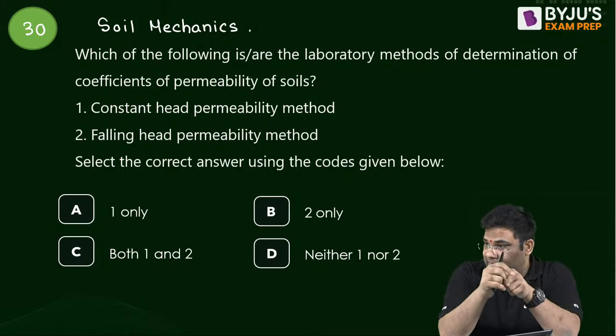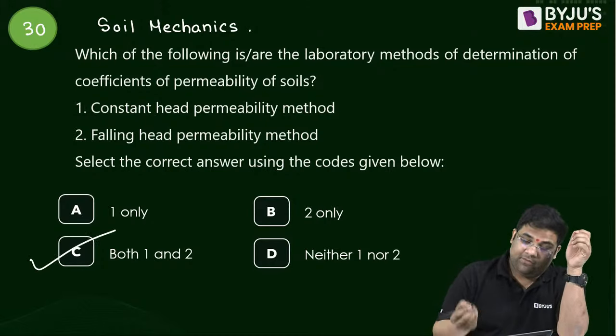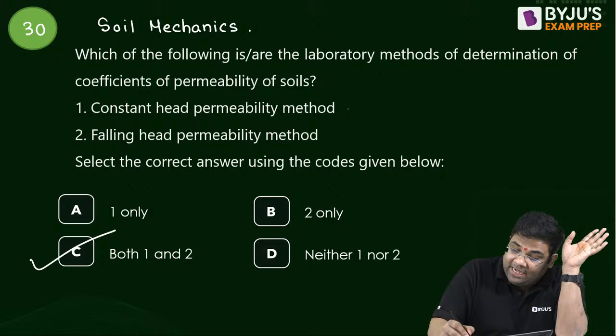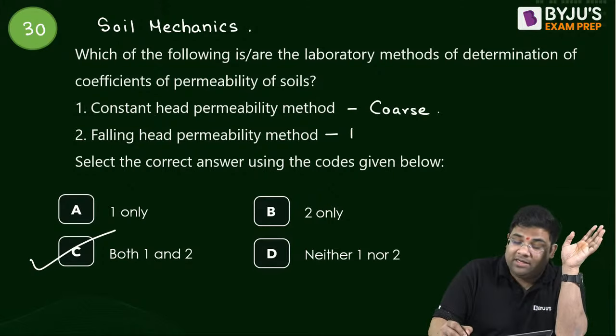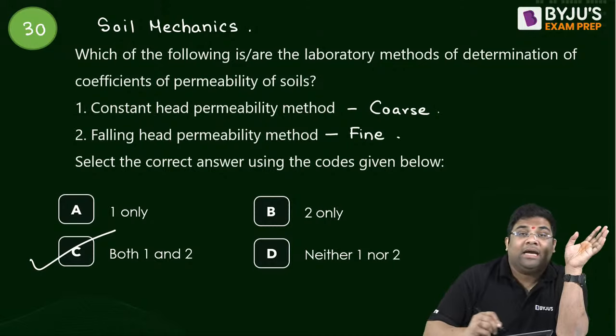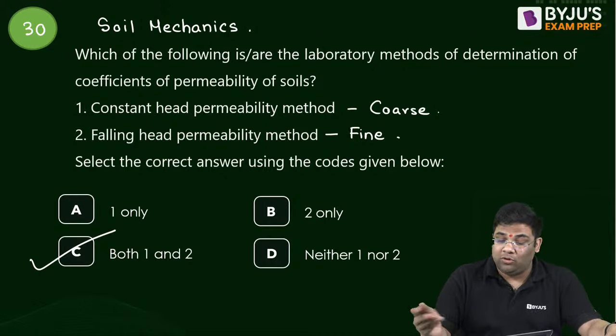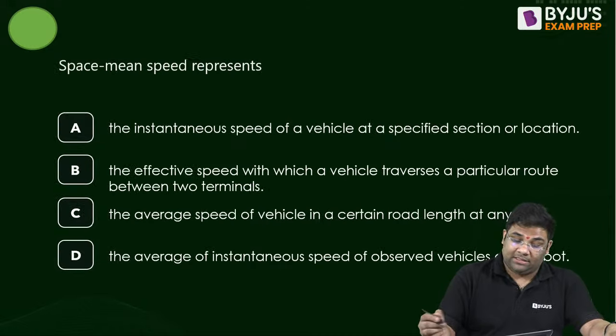C. Yes, yes, yes. Very good. We conduct both the tests. Constant head we conduct for coarse grained soil and falling head we conduct for what? Fine grained soil, right? We have discussed these formulas also a few days back in the soil mechanics class.